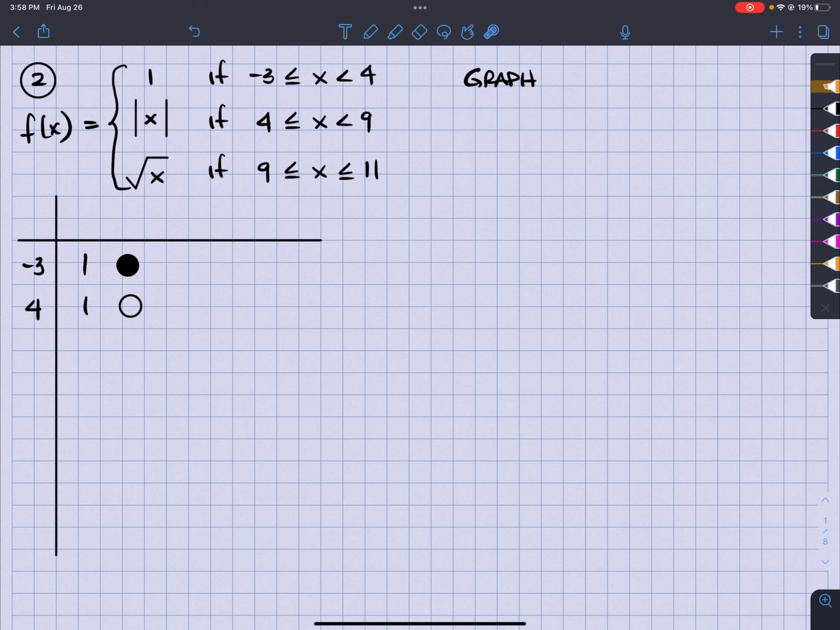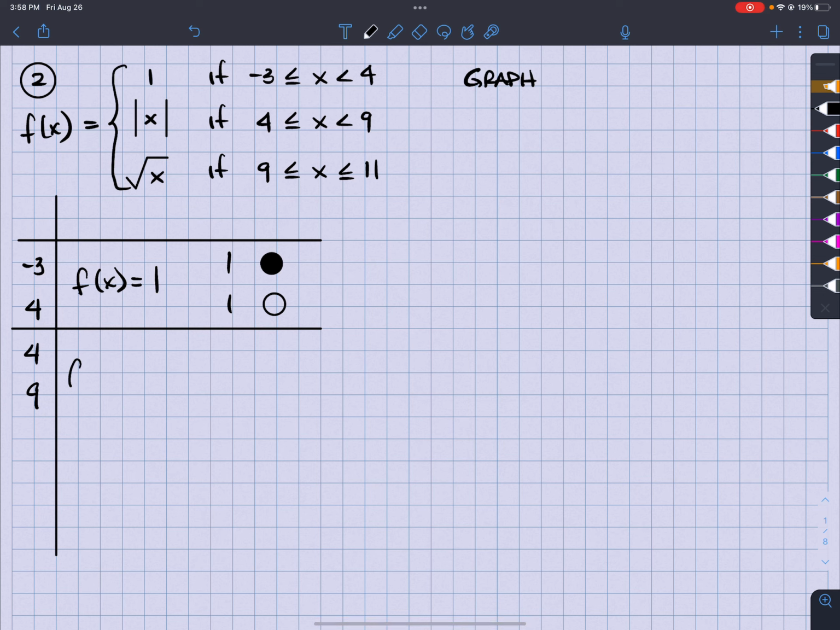So how about if I even push this out a little bit more and put here that f of x is equal to 1, okay? All right, so there's that. Now, the next group is from 4 to 9, and this f of x is equal to the absolute value of x.